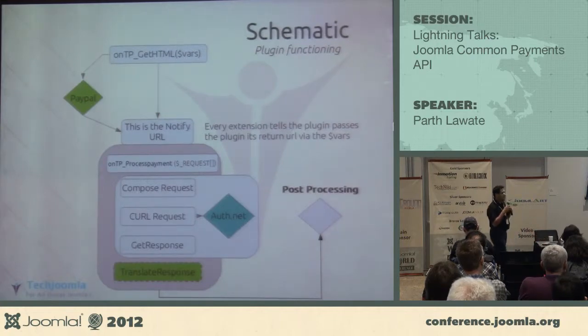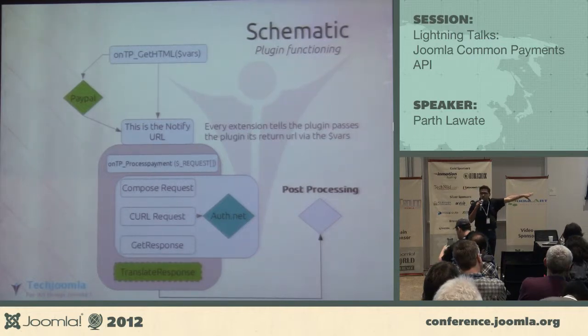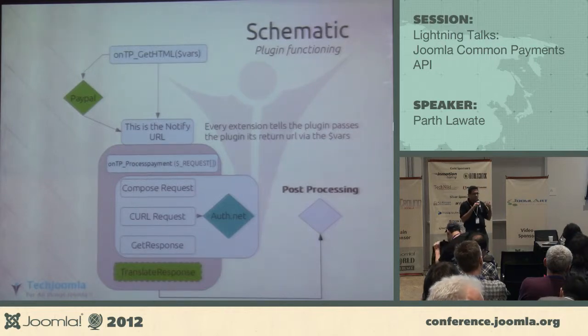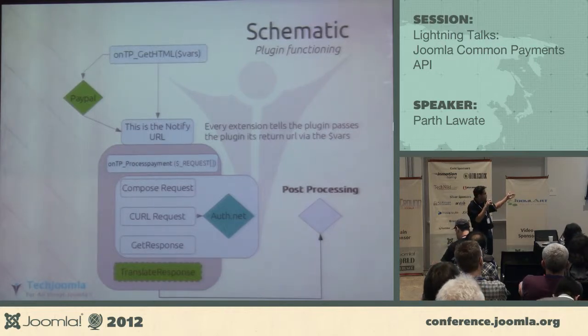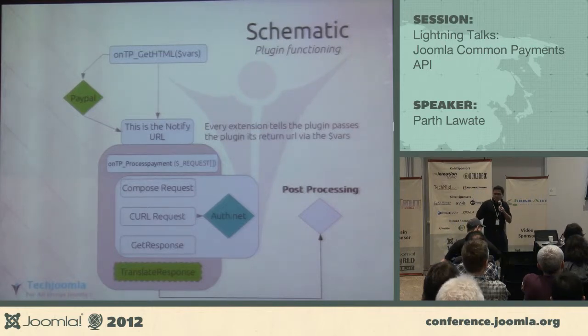So this is just a small schematic for you to understand. If you look at it, onTP_GetHTML is rendering the form. You're passing it the variables. In case of PayPal, you're going to PayPal, and PayPal is sending you back to the notify URL. In case it is something like Authorize.net, we have a method inside onTP_ProcessPayment, which is the thing that is there in the notify URL. What we do is call Authorize.net via curl, and it is handled; the user doesn't see this. It's happening on your site. And finally, the translate response is the critical function, which is giving you the standard response. And finally, you just do the post-processing after that trigger.